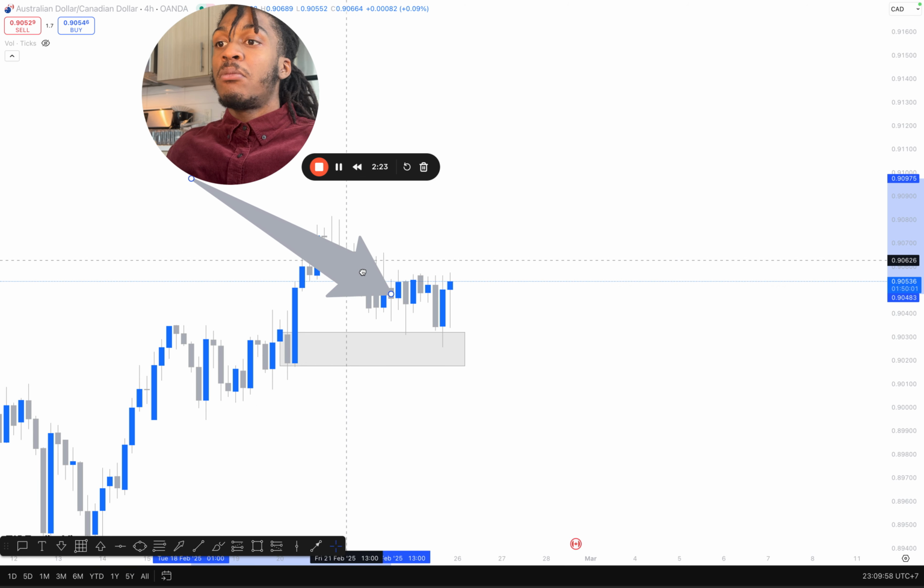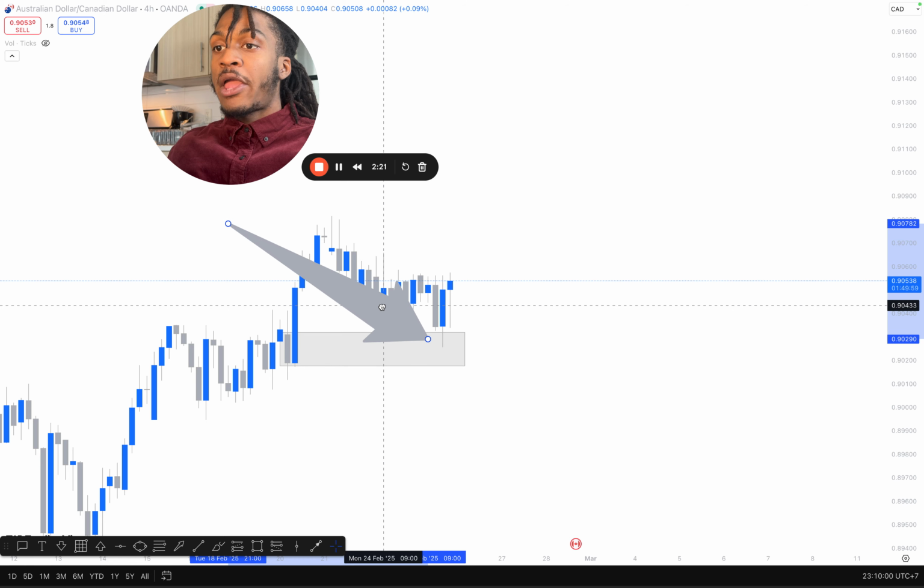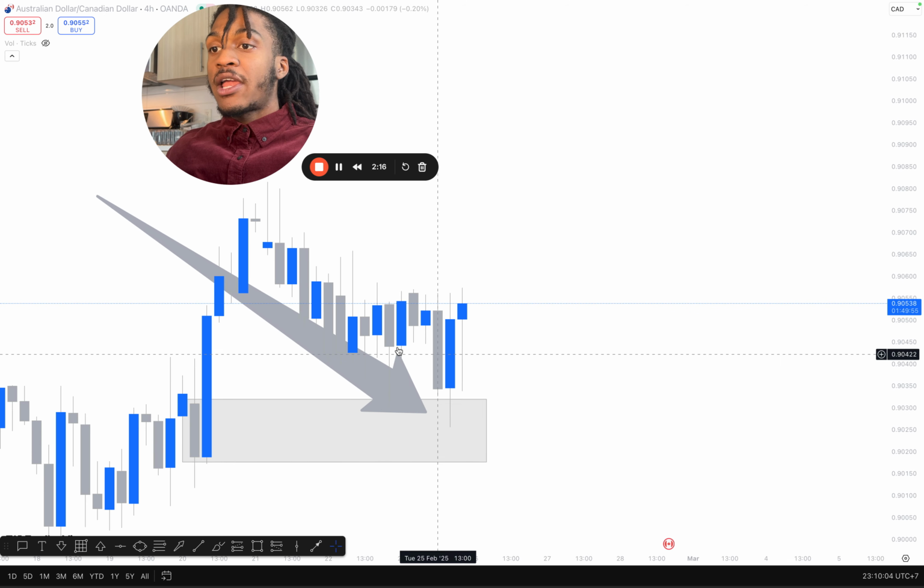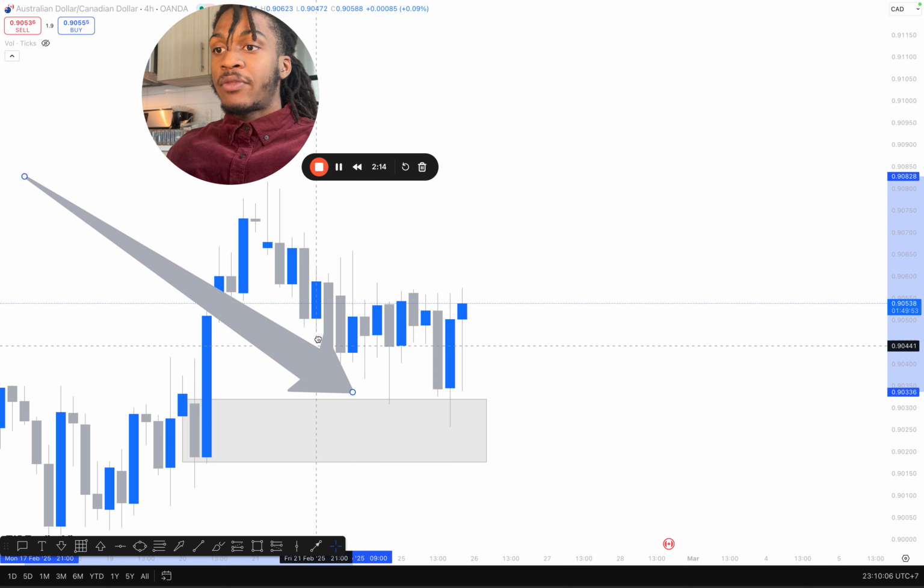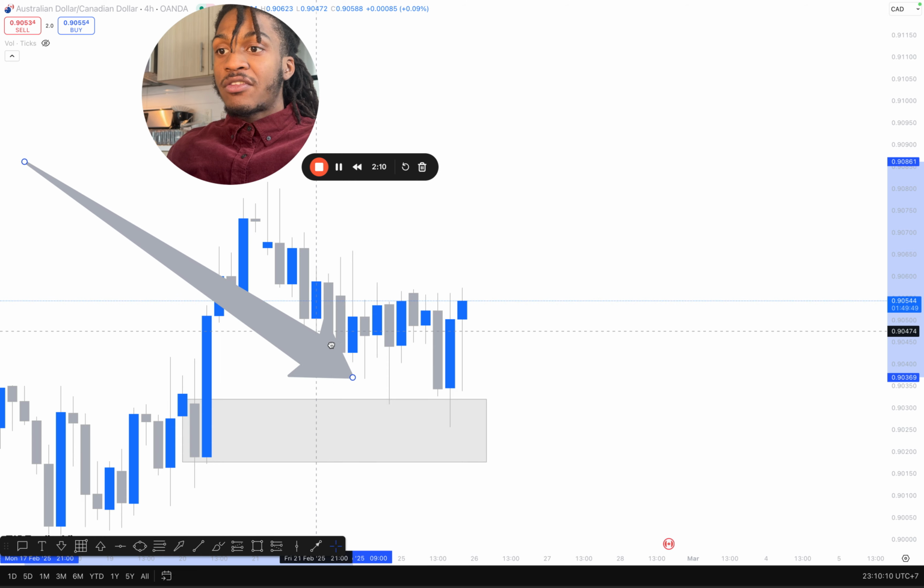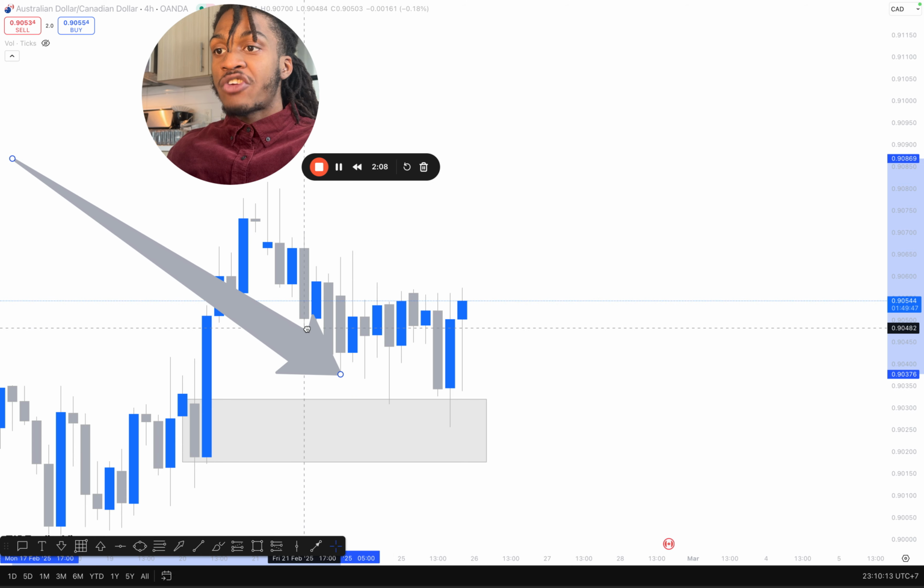Whenever you see these zones or areas, you'll often find that price will come and retrace into them with a wick. That's usually how I trade. I only trade setups that have wicks like this. You see these little wicks? I only trade setups with wicks like this because they show rejection.